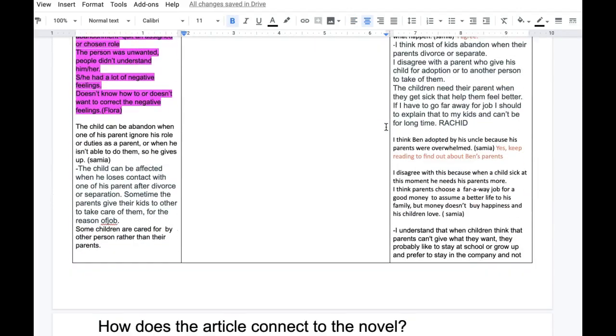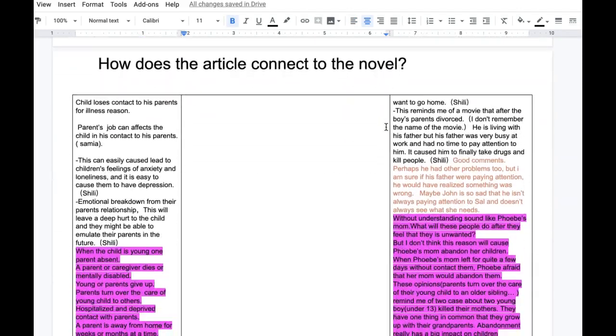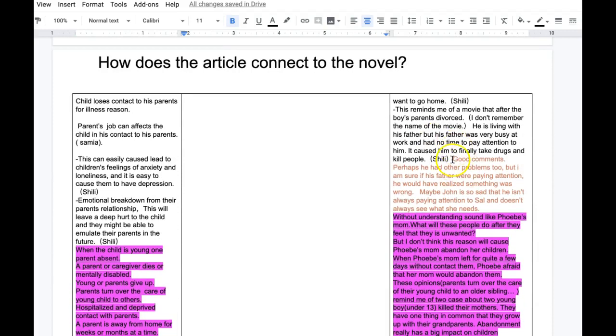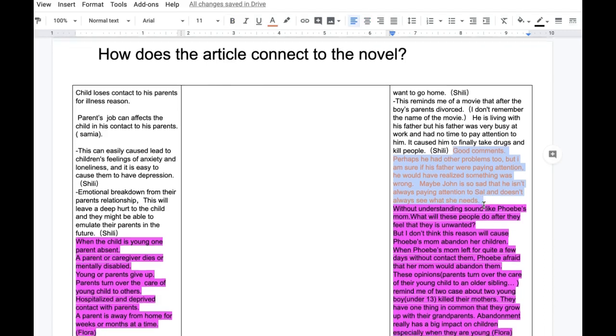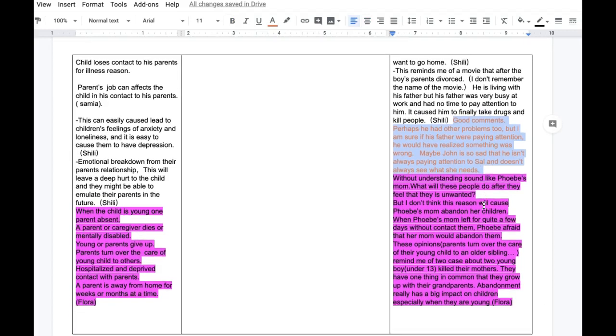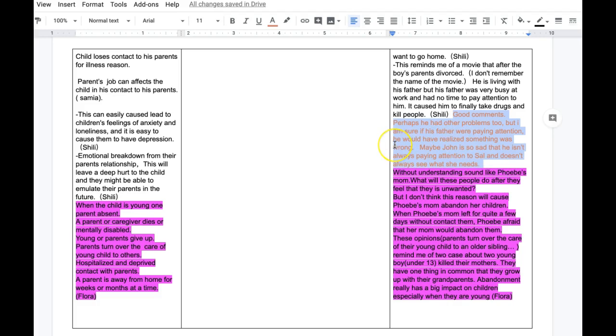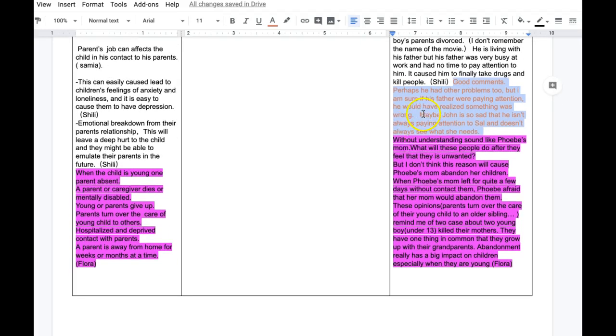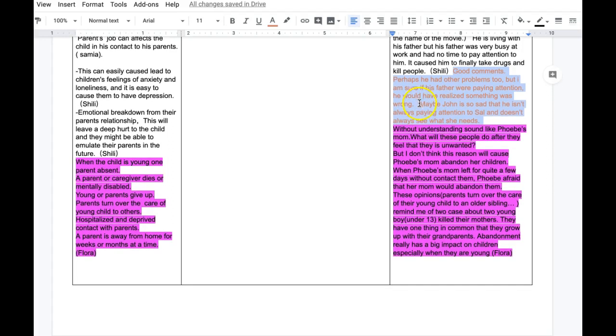Ooh, I lost it. Sorry. That's a really strong comment. And so I just added, I said, good comments. This is me. Perhaps he had other problems too, but I'm sure if his father were paying attention, he would have realized there was something wrong. And then back to the story, maybe John is so sad that he isn't always paying attention to Sal and doesn't always see what she needs. Okay.